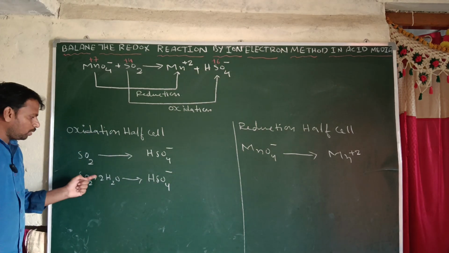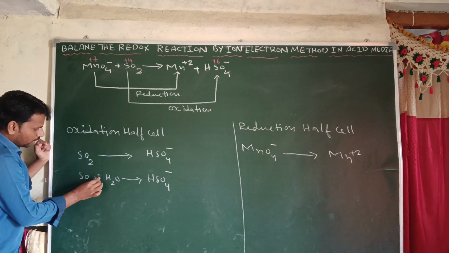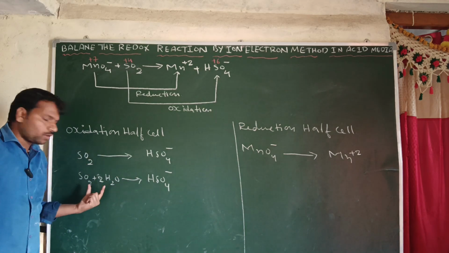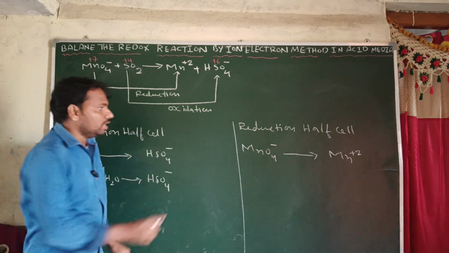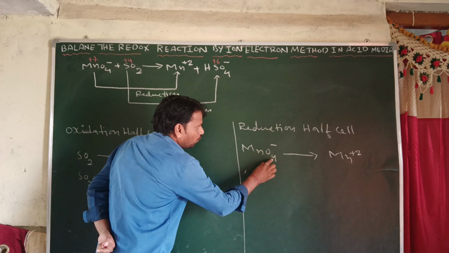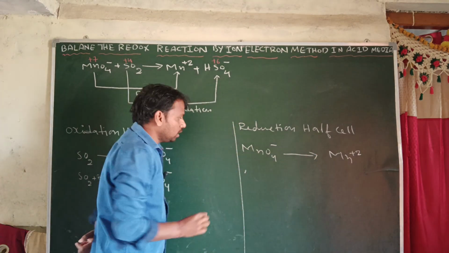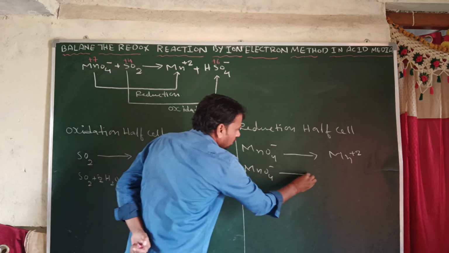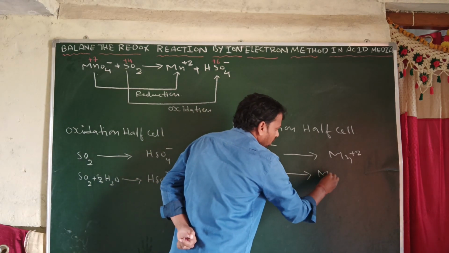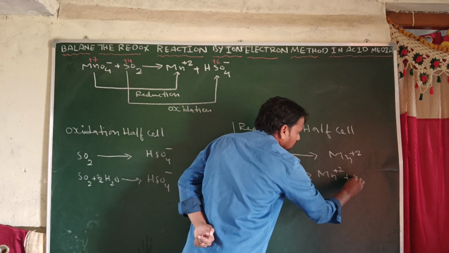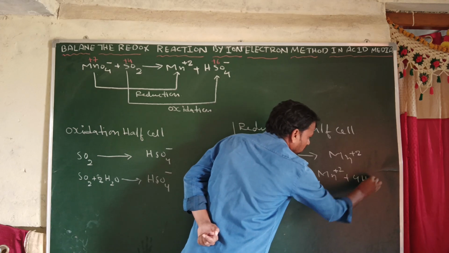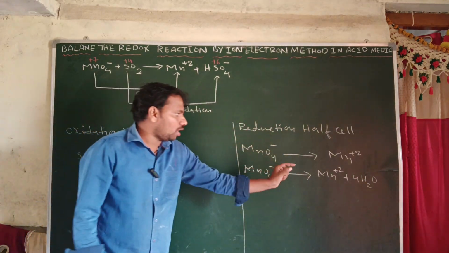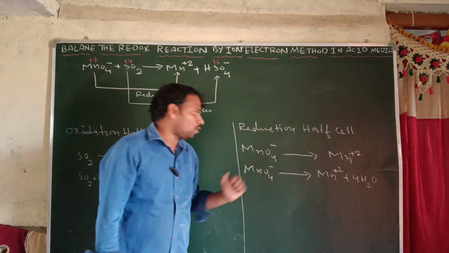Why should we write 2H2O? Because 2 and 2 oxygens make 4 oxygens, and here also 4 oxygens, so they are balanced. In the case of MnO4 minus, 4 oxygens are there, and on the other side there are no oxygens. So we can write MnO4 minus gives rise to Mn2+ plus 4 moles of water units. So the oxygens are balanced: 4 oxygens and 4 oxygens.